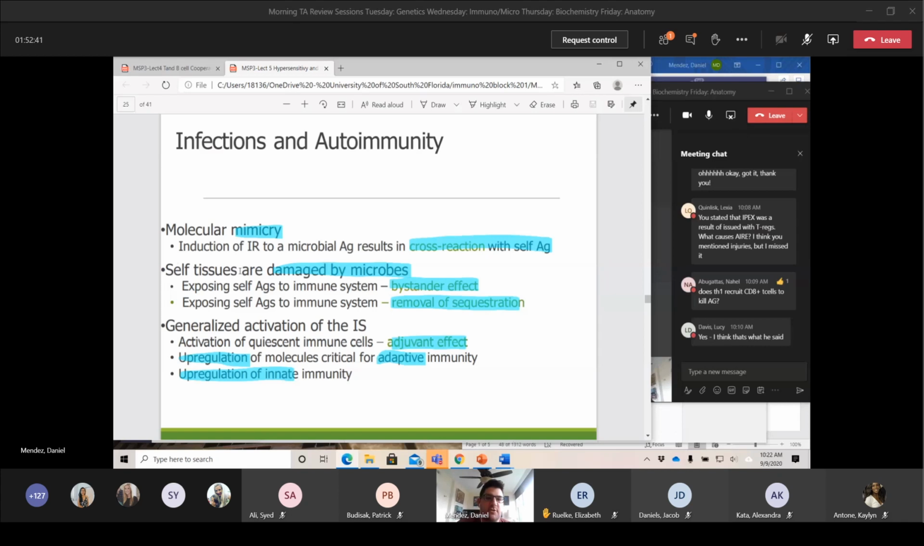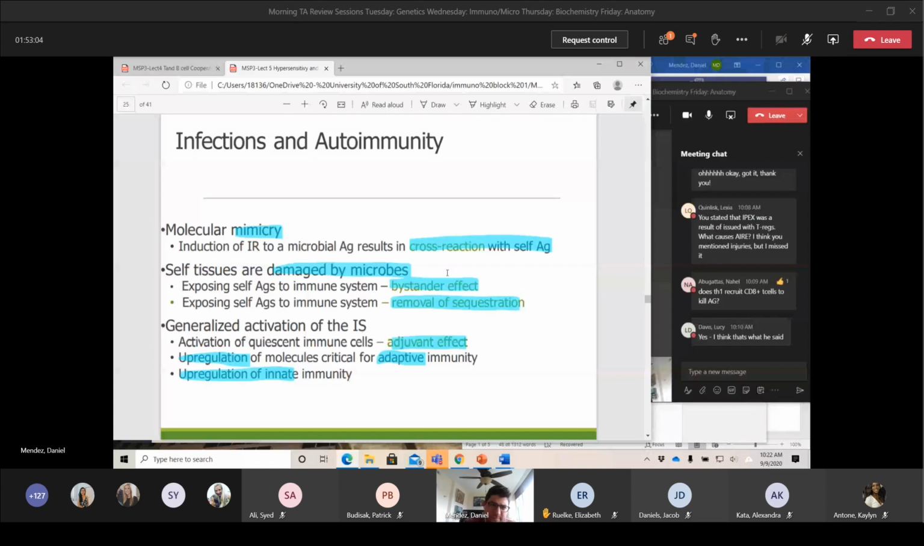And then self tissues are damaged by the microbes, so the bystander effect or removal of sequestration. So what that is, that's essentially the same idea behind chronic inflammation. So the bystander response, just being any cell in that area, is being killed by our widespread immune response. So we have a bacteria.